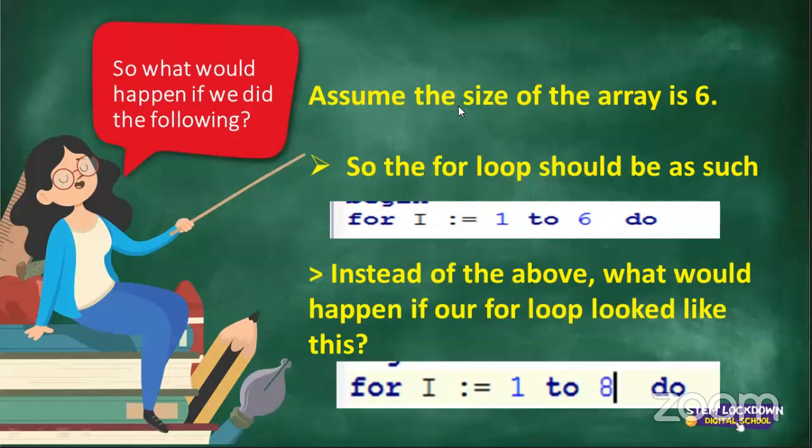So assume the size of the array is 6. Would you agree that the loop should be from 1 to 6? Let's say you didn't do that. Let's say you wanted to see how good this program is. You know that you are storing 6 values in the array, but you said, no, let me run a loop from 1 to 8. Notice what would happen in that event, learners. The size of our array is 6, but we ran a loop from 1 to 8. What do you think would happen in that event? Just think about that.